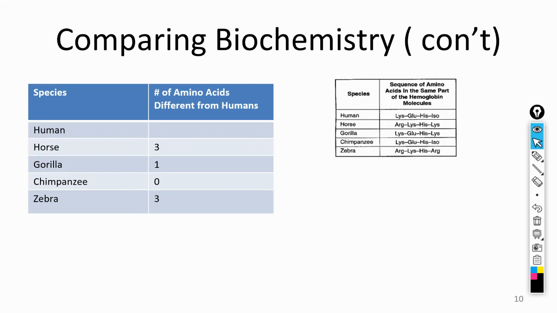So if we look at the horse, it has 3 amino acids that are different. The gorilla has only 1. The zebra has 3 like the horse, but look at the chimpanzee. The chimpanzee does not have any amino acids that are different than the human DNA. And how we would interpret this is we would say that humans and chimps are more closely related than humans and gorillas, or humans and zebras, or humans and horses.